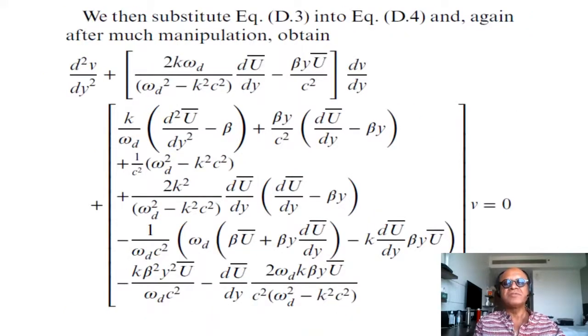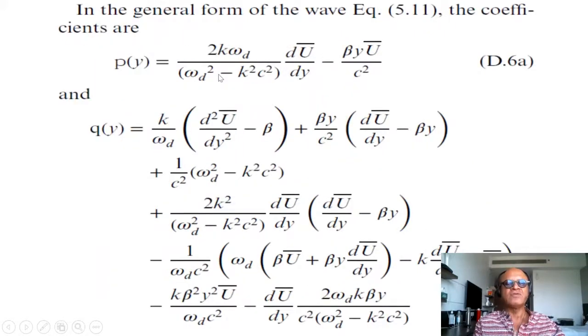So we then substitute D3 into D4, and again after much manipulation obtain this. So equations are moved to the appendix, but even the appendix is not going to go through all the steps, but just jump to this equation, which is now in V. Right, so you have u bar, no H here, just V is the main term, and that's what will give us the general form of the wave equation 511.